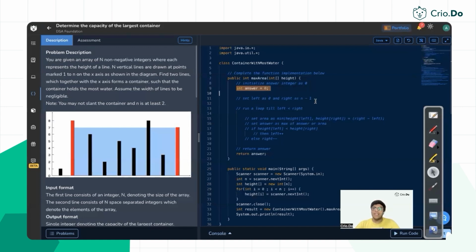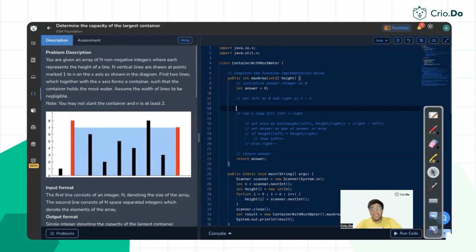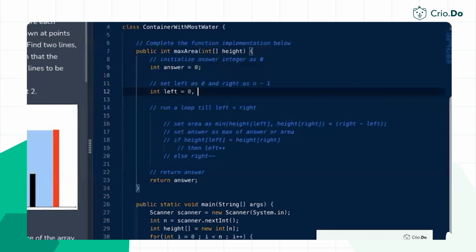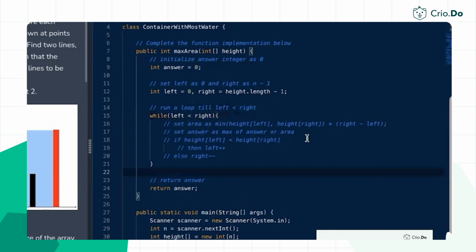So we have already initialized the answer as 0, which will help us calculate the maximum area. We will initialize two pointers, left as 0, right as array dot length minus 1, n minus 1. And we will run this two-pointer logic only till the left pointer is smaller than the right pointer. Why? Because as soon as left becomes equal to right, the distance between them will become 0, or as soon as the left pointer becomes more than right, the distance will become negative. So no need to take negative distance.